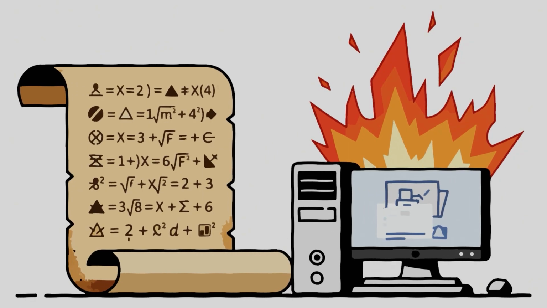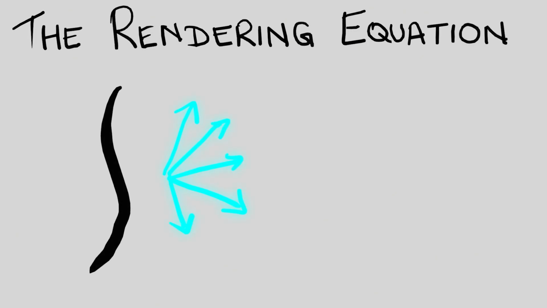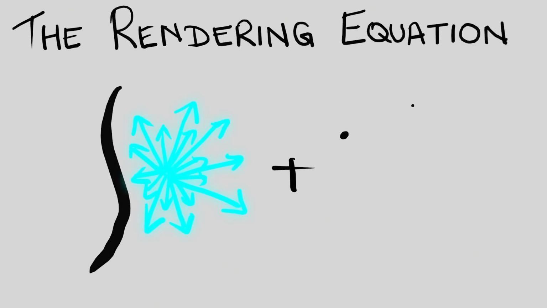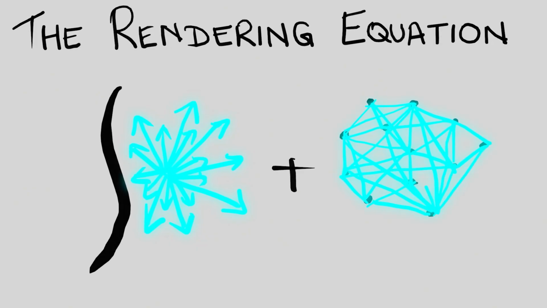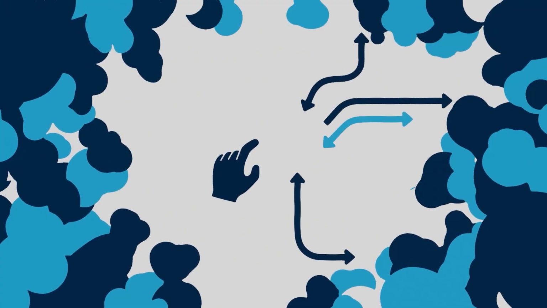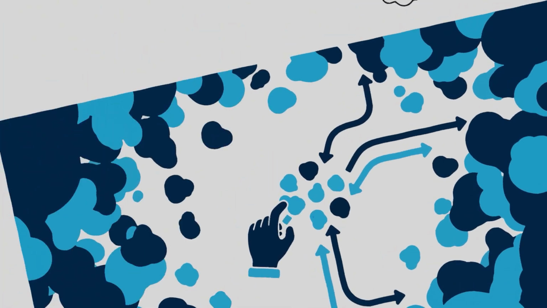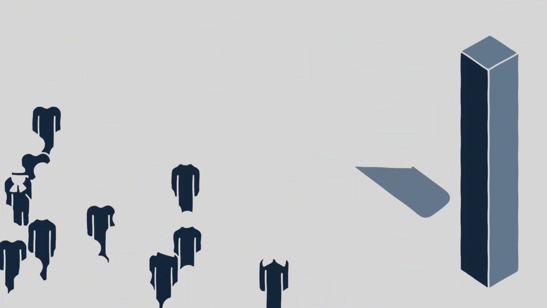If you try to write the perfect mathematical description of all these paths, it looks beautiful on paper, but completely impossible in practice. The actual equation, called the rendering equation, is this massive integral over every direction light could come from and every possible path light could take. There is no closed form solution. You can't just compute it and be done. So, what do we do when the perfect solution is impossible? This is the moment Monte Carlo steps in and says, we can't solve it exactly, but we can estimate it by sampling.